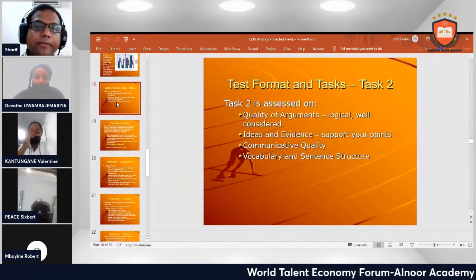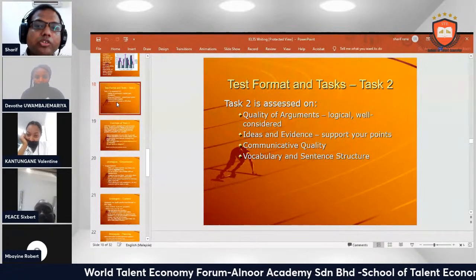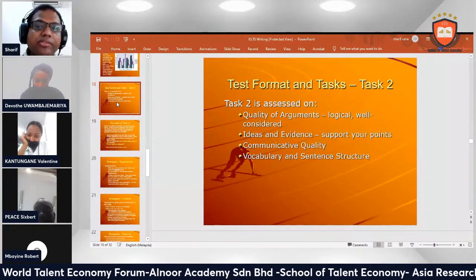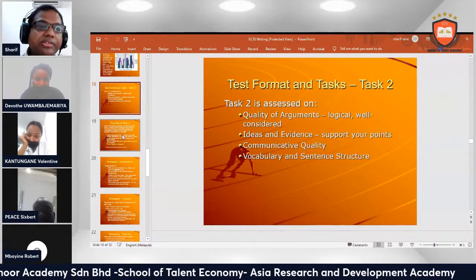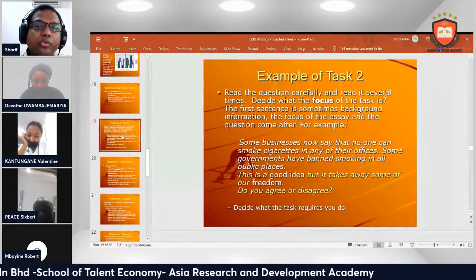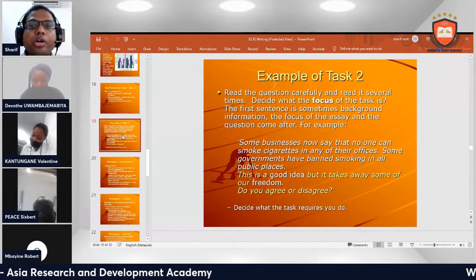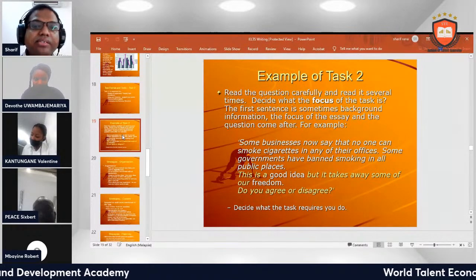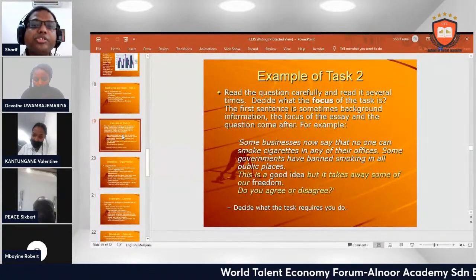Test format and task. Task 2 is assessed on quality of argument, logic, well considered ideas and examples that support your points, communicative quality, vocabulary, and sentence structure. Example of task 2. Read the question carefully and read it several times. Decide what the focus of the task is. The first sentence is sometimes background information, and the focus of the essay and the question come after.